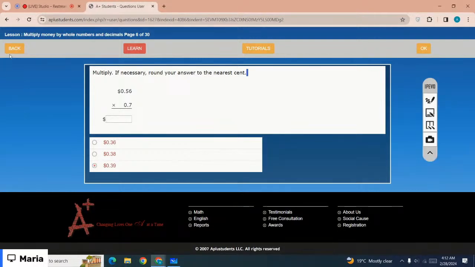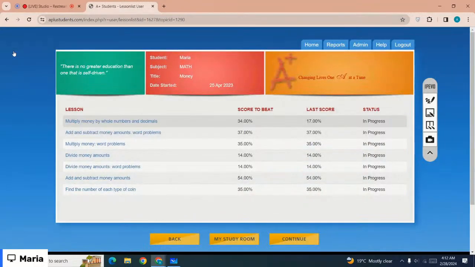Okay, you can complete the lesson by yourself later today. Let me just move on to the next lesson. The next lesson is add and subtract money amounts, word problems. Word problems you have to do on your own. The next one is again multiply money, word problems. Word problems you can do on your own. The next one is divide money amounts. Let's just start with the lesson.